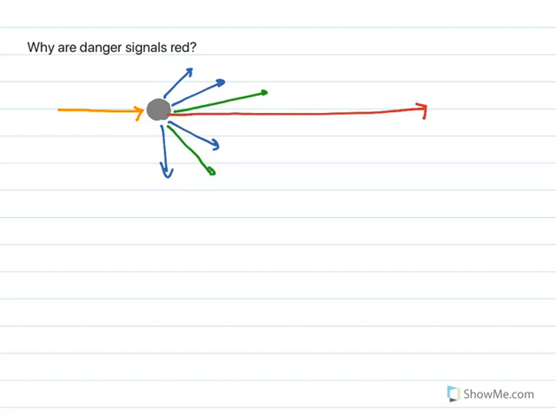Like if you take this point now, if there's a person standing here, he will not be able to see the blue light because the blue light is already scattered. It is only the red light that will reach him and will enter his eye. So red light travels the most. It can be seen from a very far point. Hence the danger signals are red.